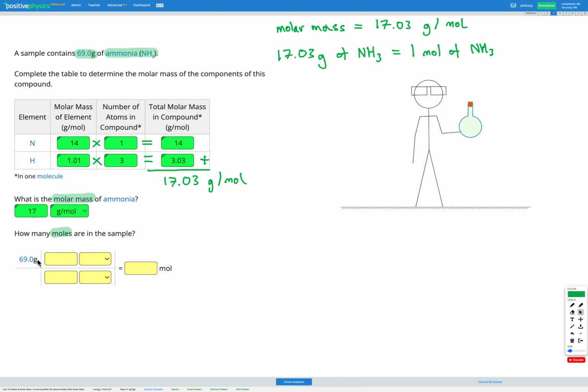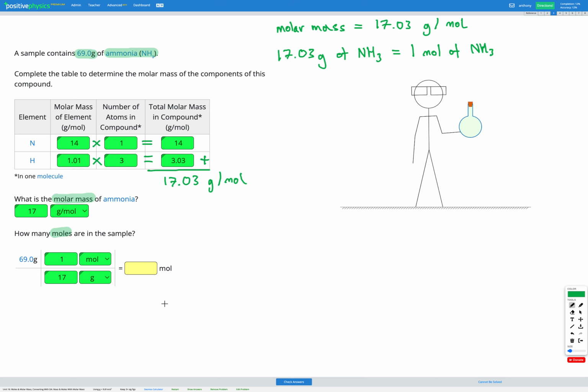So down in my conversion table, I've got grams in my question on the top. So I want to divide by grams to cancel those out. And I want to end up with moles. So that's going to be on the top. Then putting in my conversion factor, I've got 1 mole of NH3 is equal to 17.03 grams of NH3.